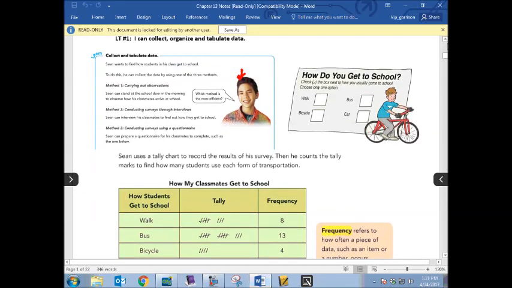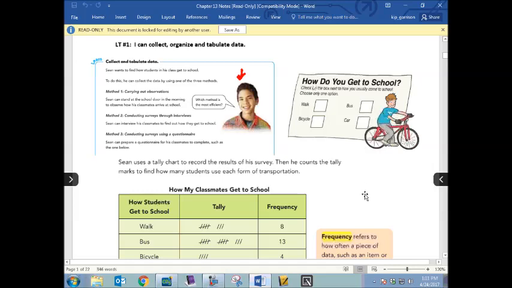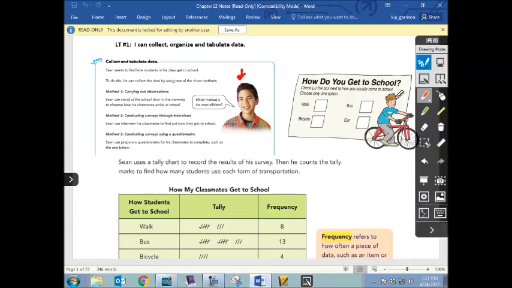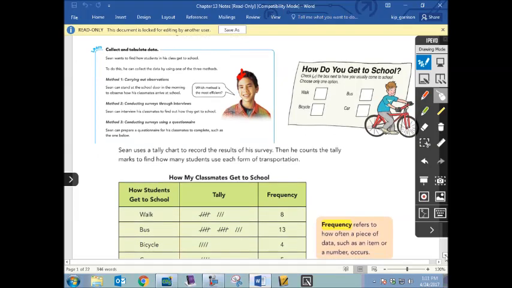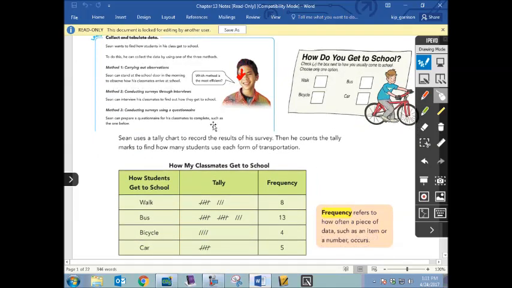Alright, so basically this target's all about just data collection. For instance, you can see Sean wants to find out how students in his class get to school. So he's going to do maybe a survey. Well, I guess here he's got his methods right here. One method is he's just going to observe. He's going to stand outside and watch how many people come from walking, how many people come from the bus, how many people ride their bike, how many people get dropped off by their parents in their car. And he's just going to keep track of who does what.